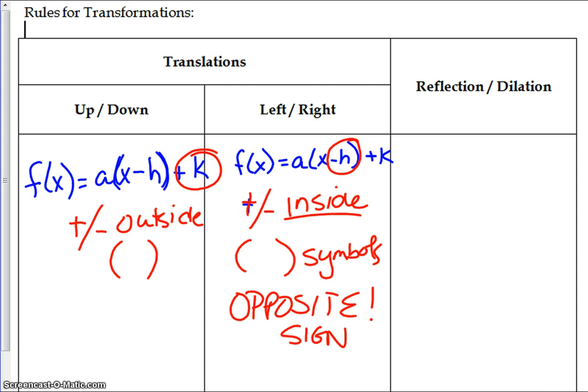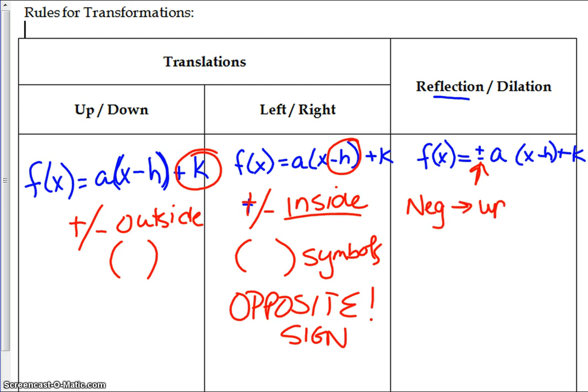Reflection and dilation. What we're dealing with here is, first of all, the reflection part is whether you have plus or minus in front of the a. If you have a negative here, in a times x minus h plus k, a negative kind of makes it upside down. So that is what we do with our reflection. It's called a reflection, kind of how we flip it, and we'll show you that in a minute.